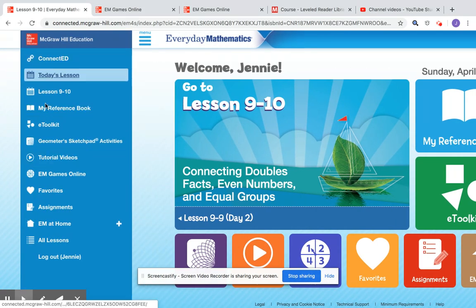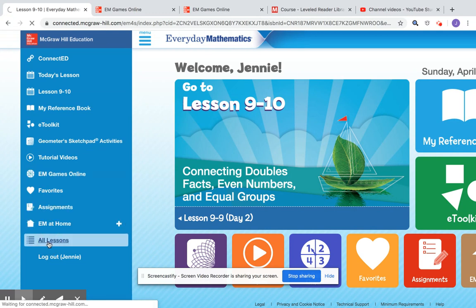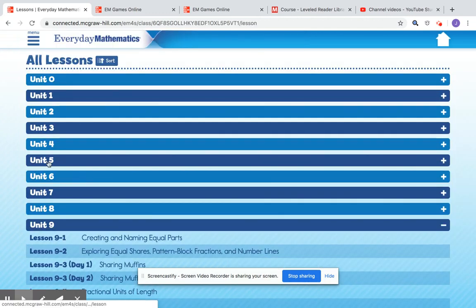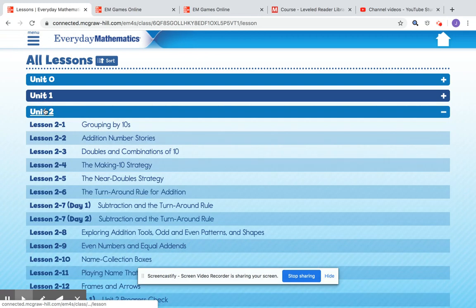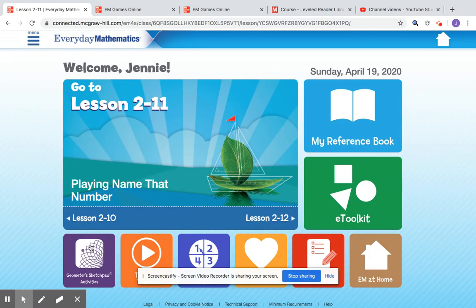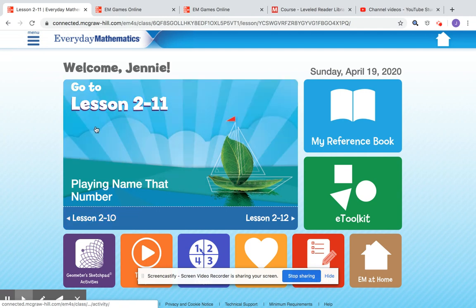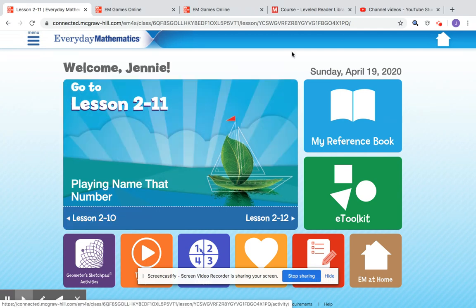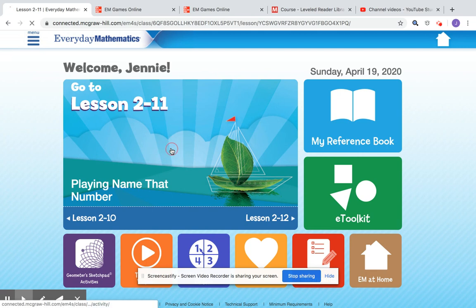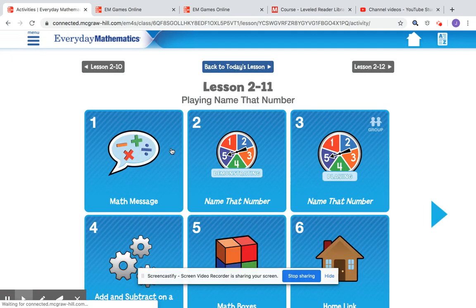So we're going to scroll down to all lessons. You're going to click on Unit 2. Then you're going to scroll down to lesson 211, playing name that number. Okay, so when you play name that number, what we're going to do is you're going to click here in the box, and it's going to bring us to our lesson page.